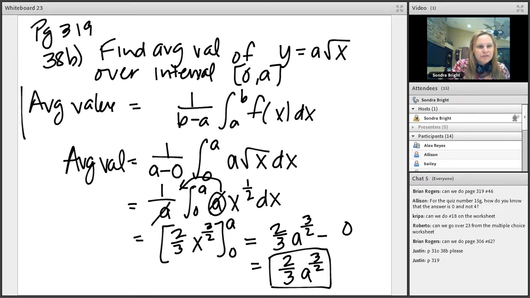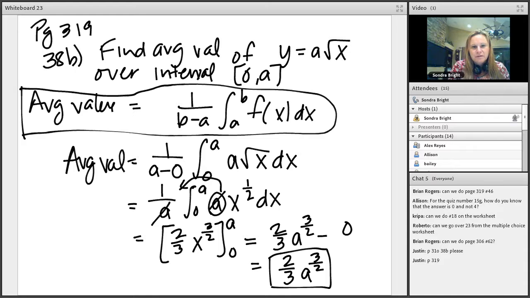So yeah, average value of a function, you're going to use that where that's on the interval from a to b. Average value over the interval from a to b is given by that.